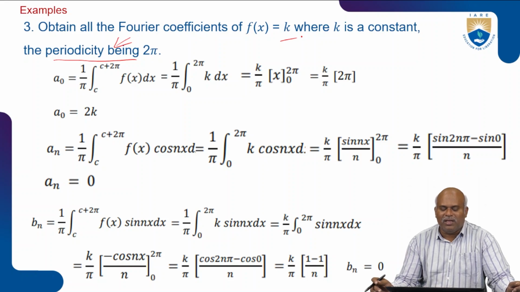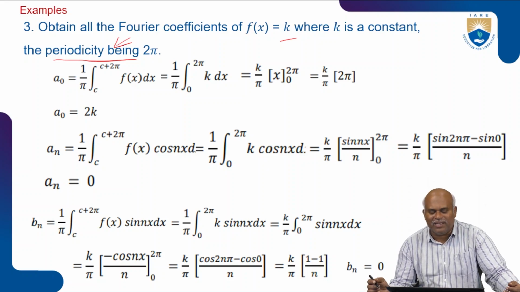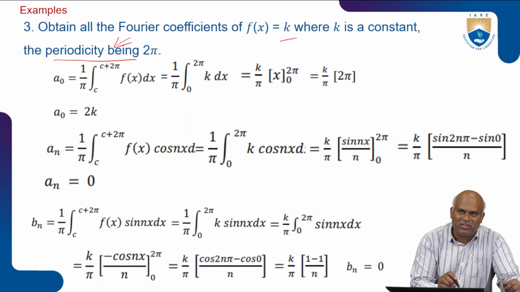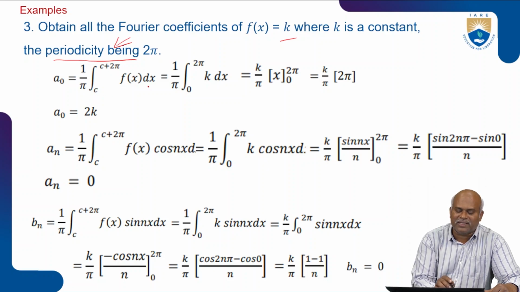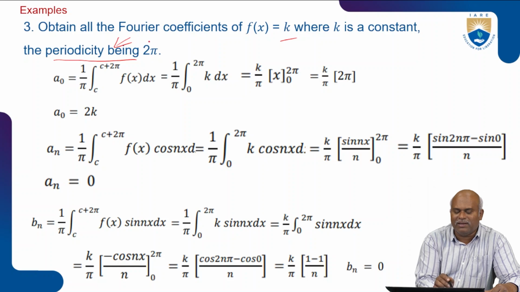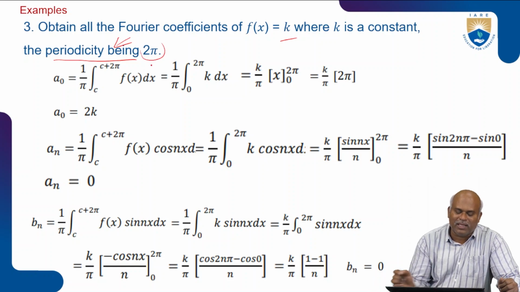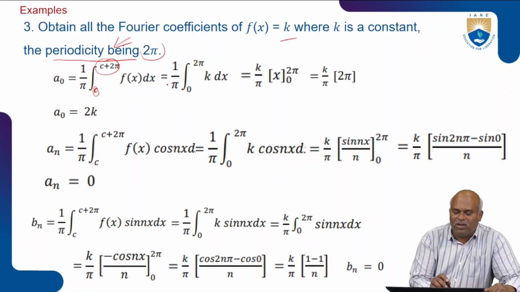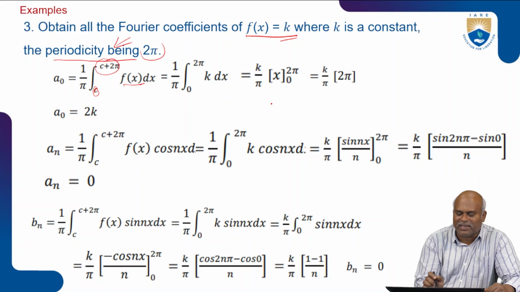Okay. Now as per the statement of trigonometric Fourier series, we need to find a0, an as well as bn. The a0 is equal to 1 by pi times the integration from c to c plus 2 pi of f of x dx. Because they gave the limit as 2 pi, the starting as well as the ending limits are 0 and 2 pi. So now we may write 1 by pi times the integration from 0 to 2 pi of k dx, since f of x equal to k.